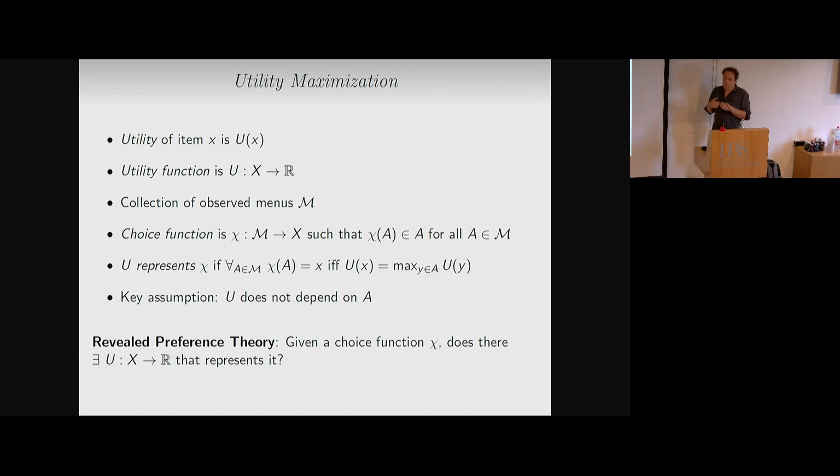But we won't be interested in all choice functions. Predominantly, we'll be interested in choice functions that are represented by a utility function. So these are the rational choice functions. A choice function is represented by a utility function if the following is satisfied. For any menu, the choice from that menu maximizes the utility function. So U of the chosen item is the maximal utility you can attain over the menu. Any questions at this point?